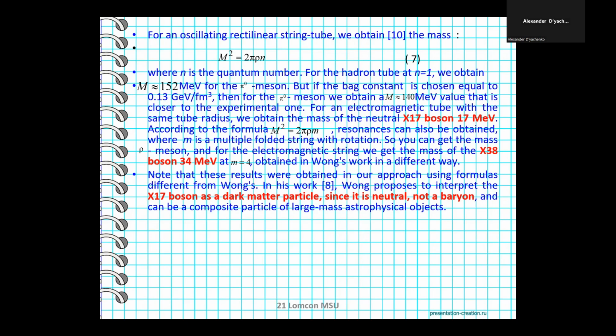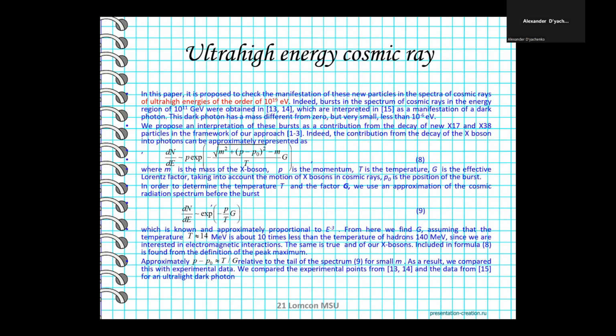Wong proposed interpreting the X boson as a dark matter particle since it is neutral, not a baryon, and can be a composite particle of large mass in an astrophysical object. In this paper, it is proposed to look for manifestations of these particles in spectra of cosmic rays of ultra high energy, of the order of 10 to the power 11 GeV.